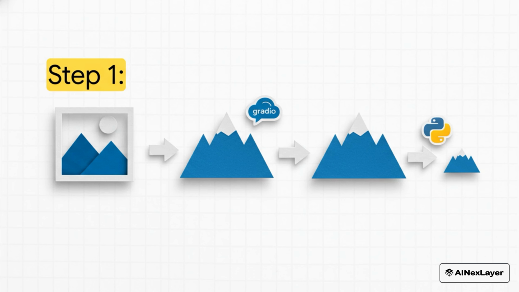For step 1, removing the background, we use a Gradio node. We just point it at an app that already does this. Easy. For step 2, downscaling the image, that's just a simple function, so it's a perfect fit for an FN node. You can already see how you're mixing and matching the right tool for each part of the job.